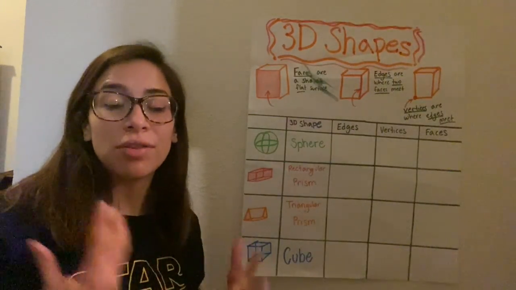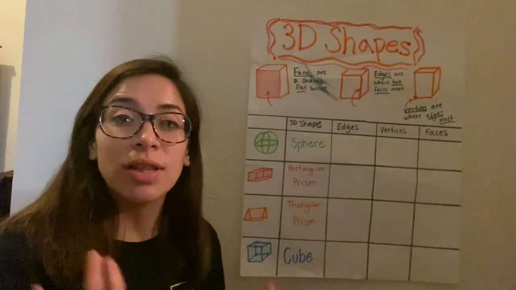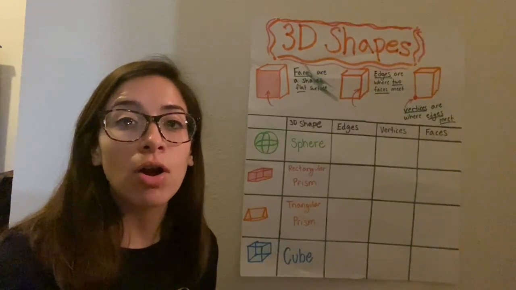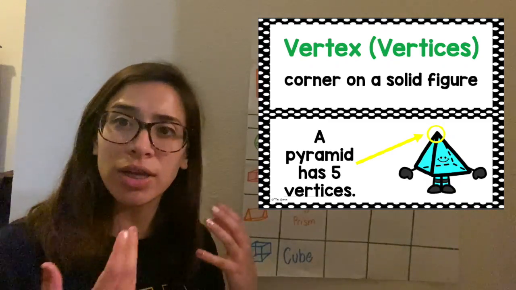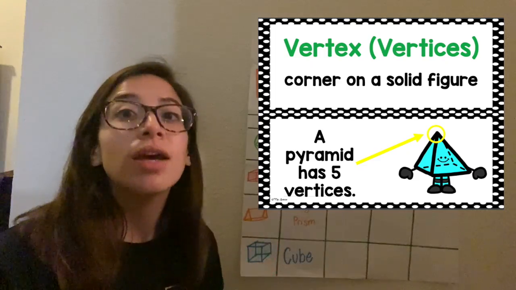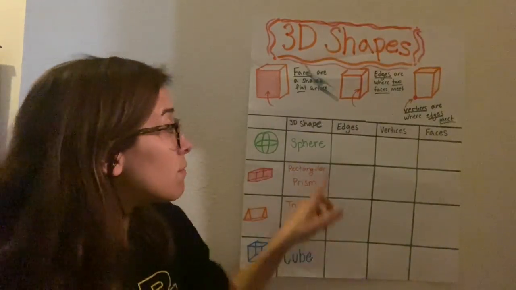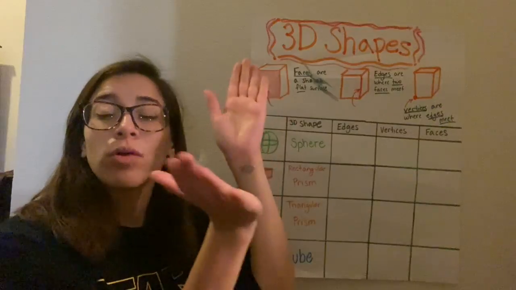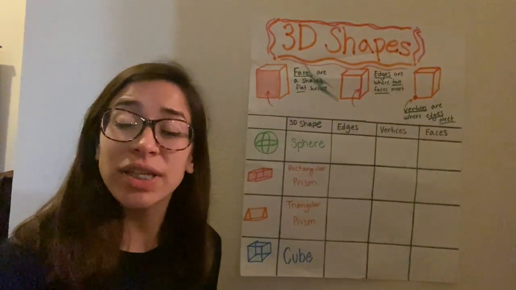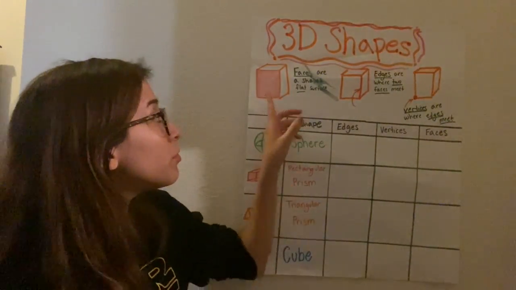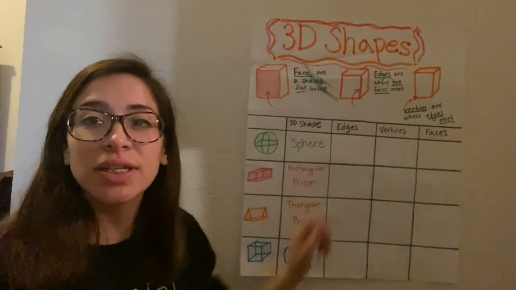Faces, edges. Now the next one is going to be a really familiar one. The last vocabulary word we're going to talk about are vertices, which in a 2D shape were the corners, right? It's the exact same thing on 3D shapes. Vertices are where edges meet, or the corners of a 3D shape. So let's take a look at some 3D shapes and find out their faces, edges, and vertices, and decide what their names are.